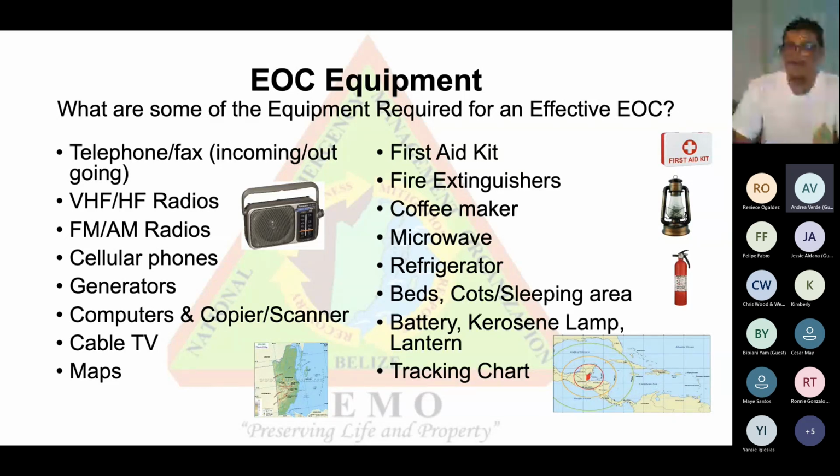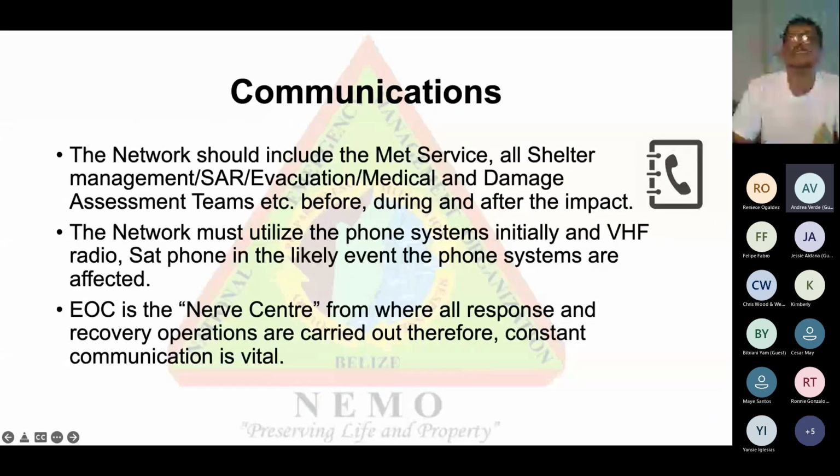Okay, I'm going to cover the tracking chart. Next slide. As I'm going along, you can input, remember, or ask questions, right? Communications, I stressed communications. It's absolutely important. Like I said, for me, it's the lifeblood of the operations of an EOC. This is communications coming in and going out, in all forms. So communication is essential. So there is that network of communication.